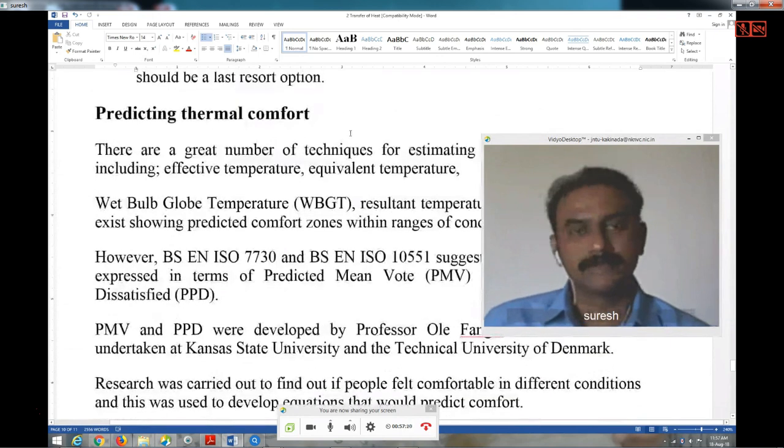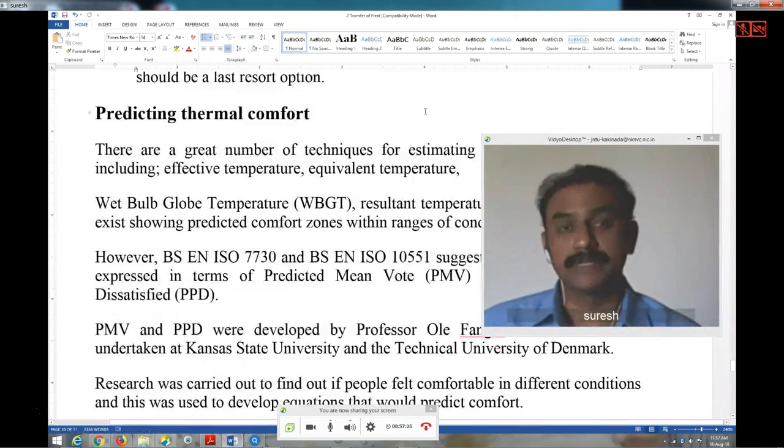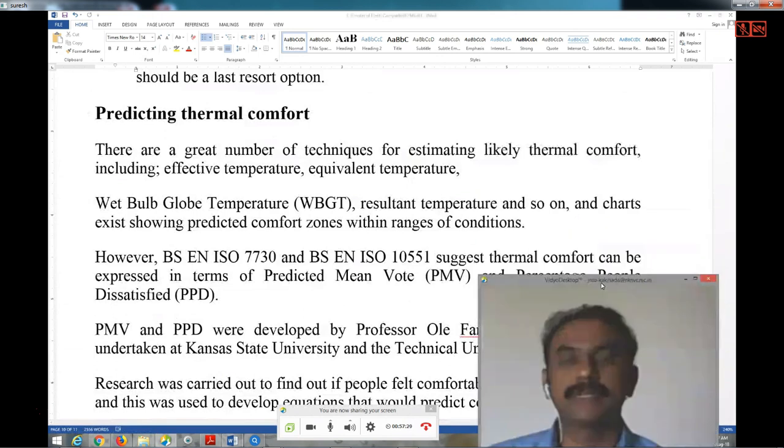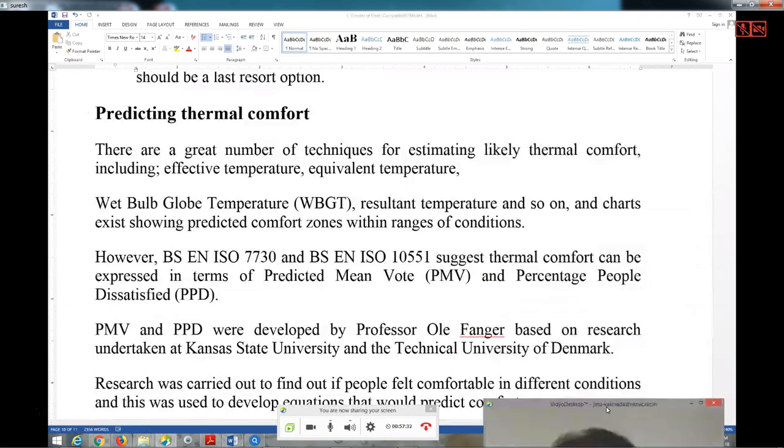Then predicting thermal comfort. How to predict? Temperature may increase, temperature may reduce, so how to predict this? There are a great number of techniques for estimating thermal comfort. These are effective temperature and equivalent temperature, the two indices we use to determine whether the environmental conditions are comfortable or not. Then wet bulb globe temperature, resultant temperature and so on; the charts existing show predicted comfort zones within ranges of conditions.